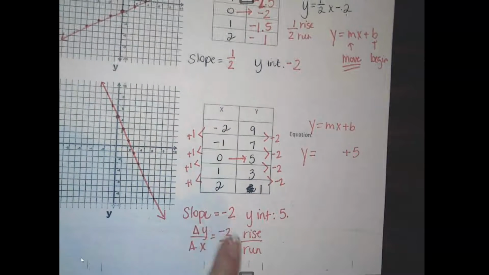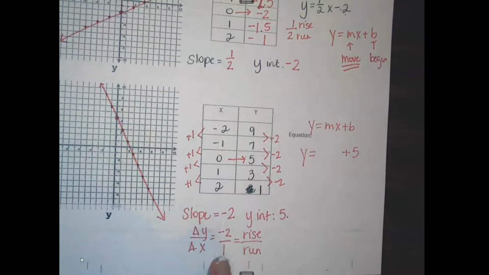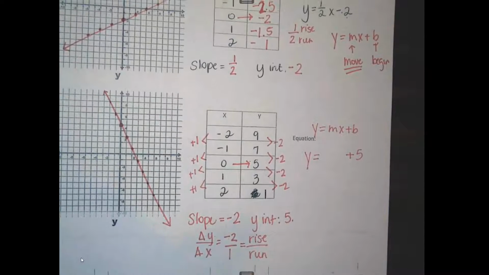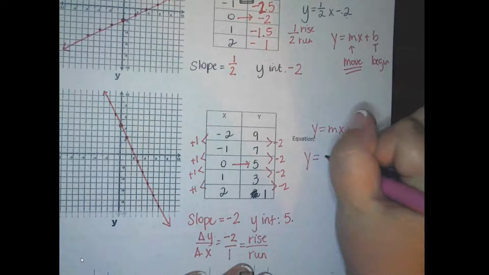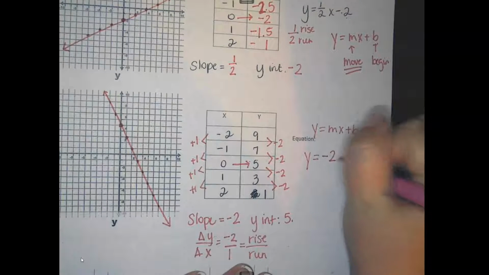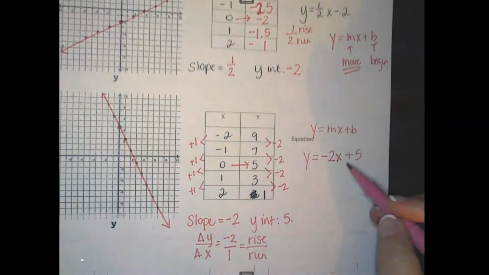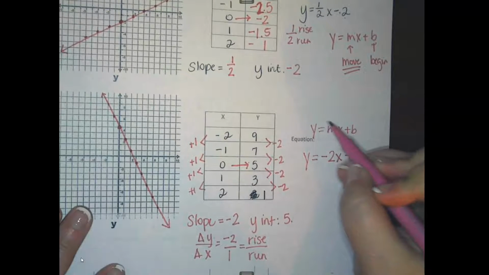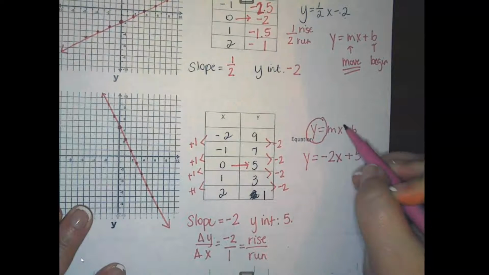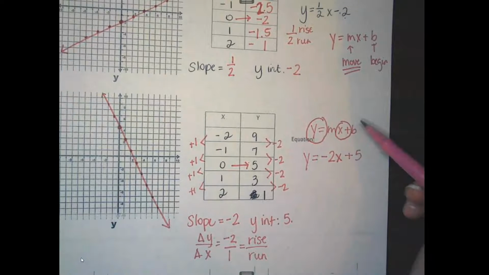Notice, in slope, it was just a negative 2, so I had to stick it over 1 to have that run. And remember, my m is my slope, so negative 2x. And a lot of people forget to put that x there. The y and the equals and the x and the plus are not going to change. Just that m and that b are going to be replaced. Hopefully you're seeing how they all connect together.